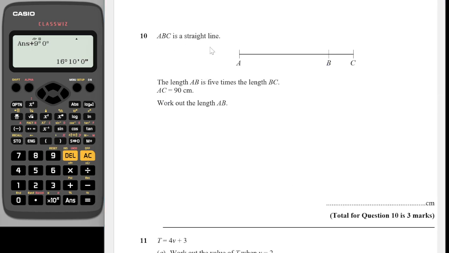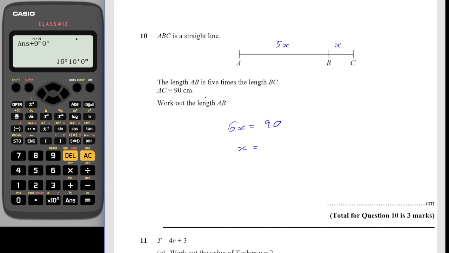Okay, question 10. ABC is a straight line. The length of AB is 5 times the length of BC. AC is 90 centimeters. Work out the length of AB. So it's quite nice to have this line here. In effect, the way I'm going to do it is I'm going to call that length there x. So this length here is 5x. So the total length, so AC, is going to be 6x. 6x is going to be equal to 90.